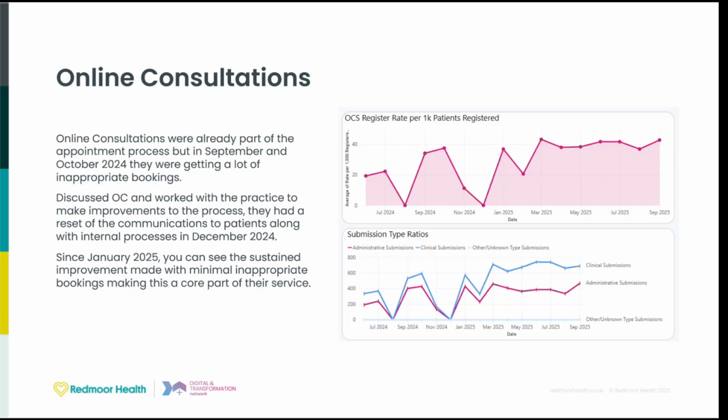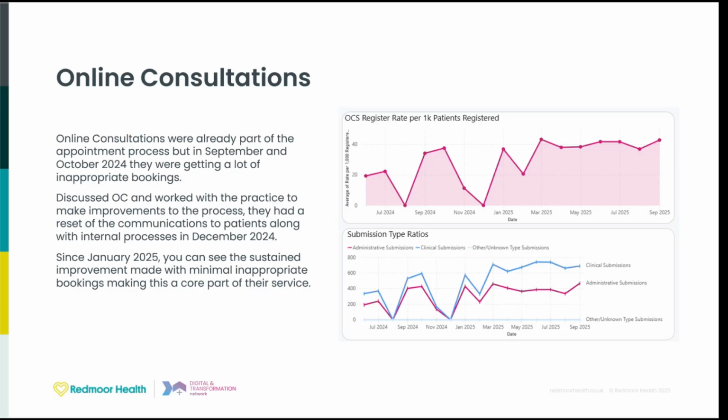So alongside this, the internal processes were adjusted, so the team were confident handling those online requests consistently. And over time, they gradually increased the number and the range of appointments available online, using the data to test what worked, monitor inappropriate bookings, and make adjustments where they needed to. So this phased approach allowed the practice to build confidence without increasing risk or workload.